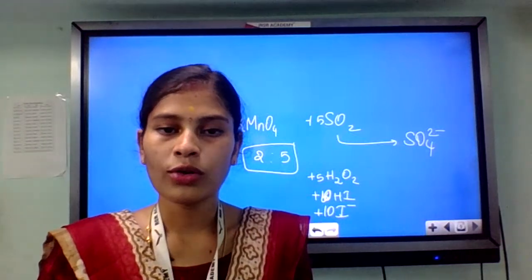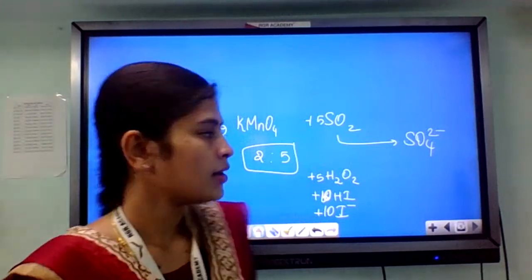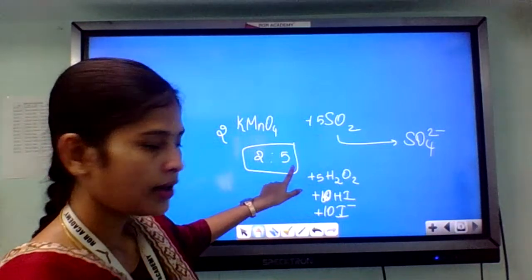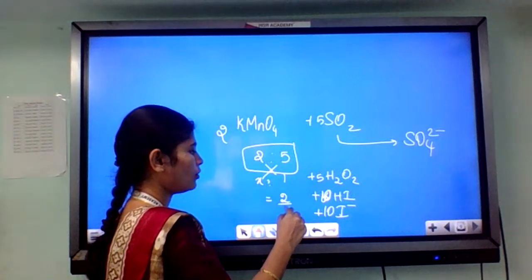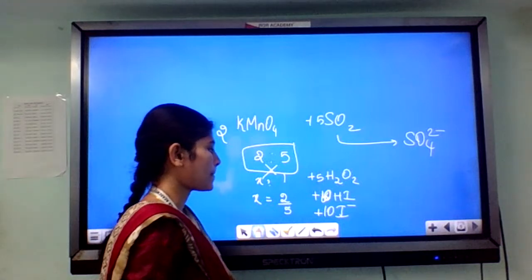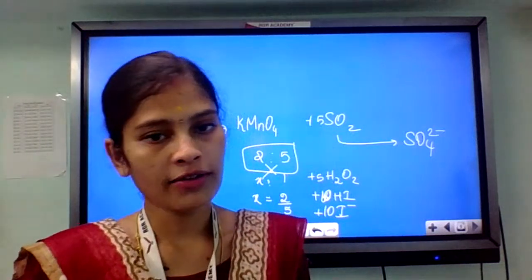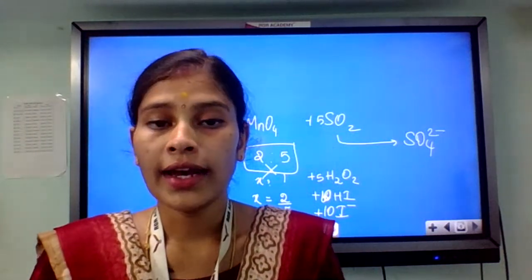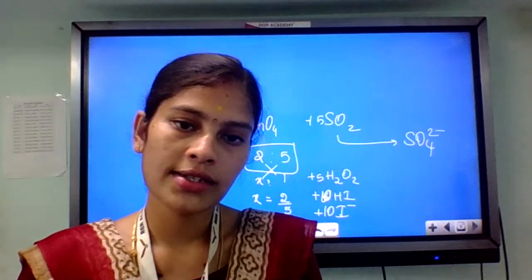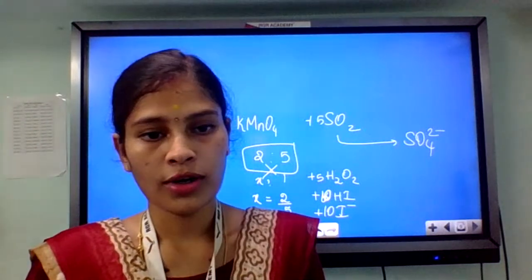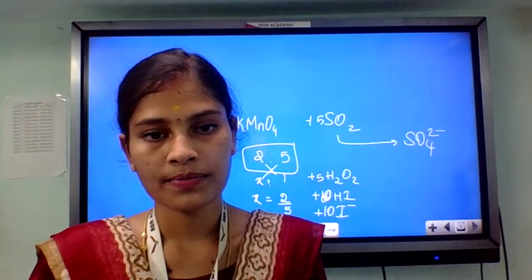They may ask, if you want to oxidize 1 mole of SO2, how many moles of KMnO4 are required? For 5 moles, 2 moles are required. If I want 1 mole, how many moles are required? We can do the cross multiplication: 2 by 5 moles required. These are very, very common questions, and we can definitely score. Apart from that, K2Cr2O7: when it is treated with acid, what are the products we will get? If it is in the cold condition, what are the products? In the hot condition with concentrated sulfuric acid, what are the products obtained?